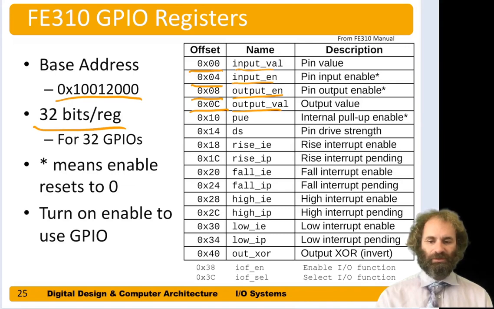Then there are some registers related to controlling an internal pull-up, setting the drive strength of the pin, a whole bunch involving interrupts, and 2 of them for I/O special function registers to enable or select a special function, that we'll talk about later. So on reset, 3 of these registers are all initialized to 0 to disable all the GPIO pins, so they don't act as input, output, or have an internal pull-up. And that way, the chip won't do anything funny after reset.